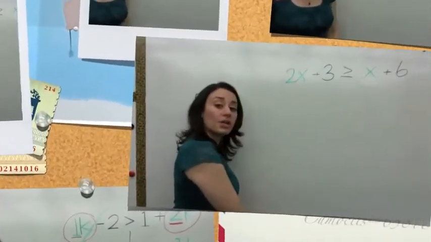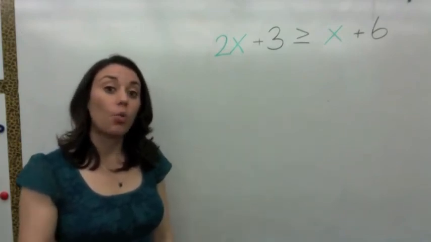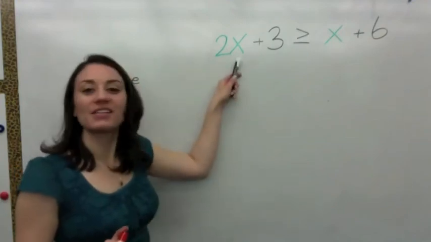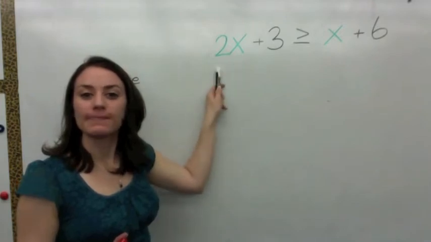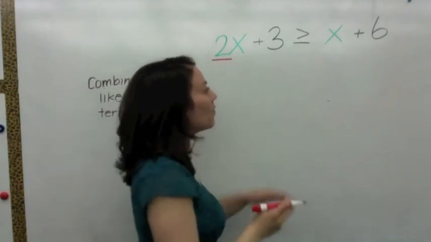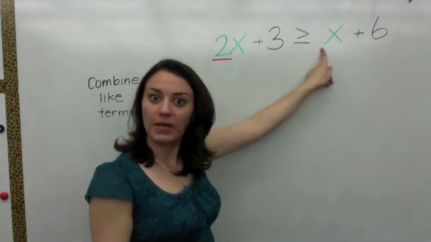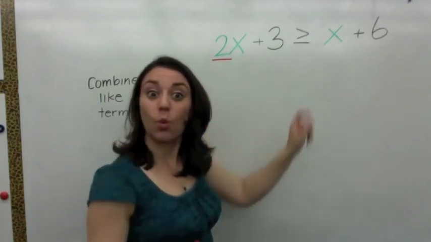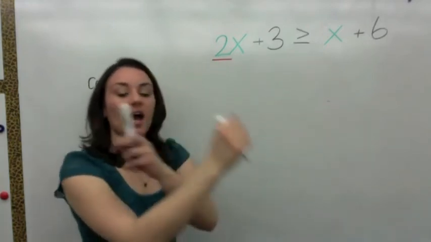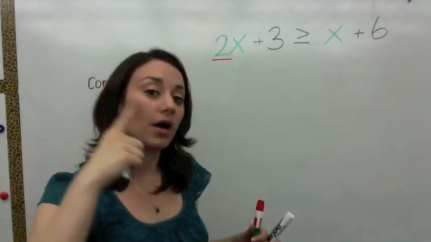Which variable do we see on both sides of the inequality? What's the letter? Who said x? Very good. So how many x's do you have here? Who's married to x? What is the coefficient? It's 2. And then what about here? X looks like she's a single lady, but really, there's an invisible 1. So whenever you see x or any letter by itself, you can put the coefficient of 1 in front of it.